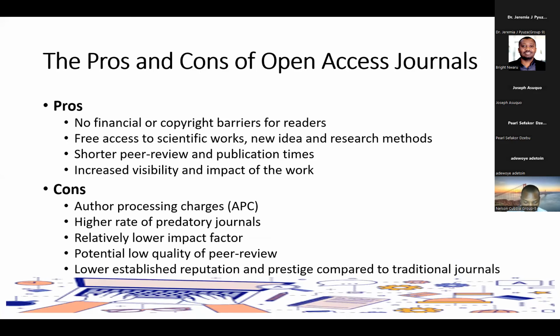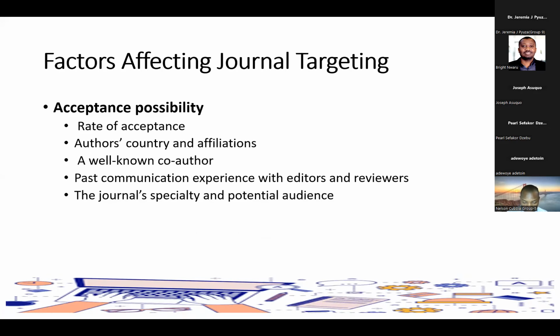So there was a component of prompts for open journal access, but I will continue with factors affecting journal targeting. I will come back here. The other factor affecting journal targeting is acceptance possibility, the rate of acceptance. Because as we said earlier, there are journals that accept maybe 5% of the papers which are submitted. Therefore, people who are targeting a journal will also think about that. And it depends on where you are standing.